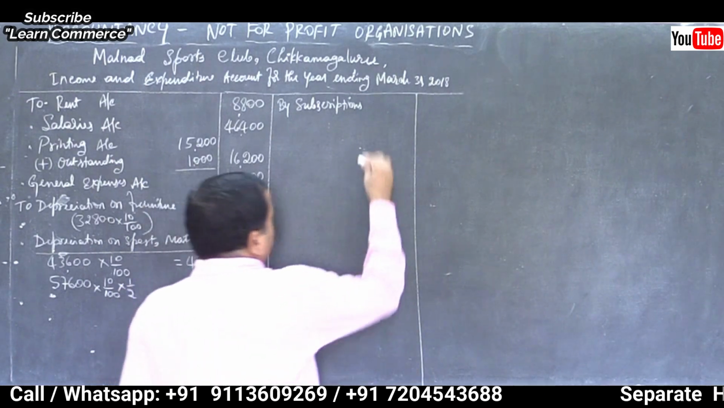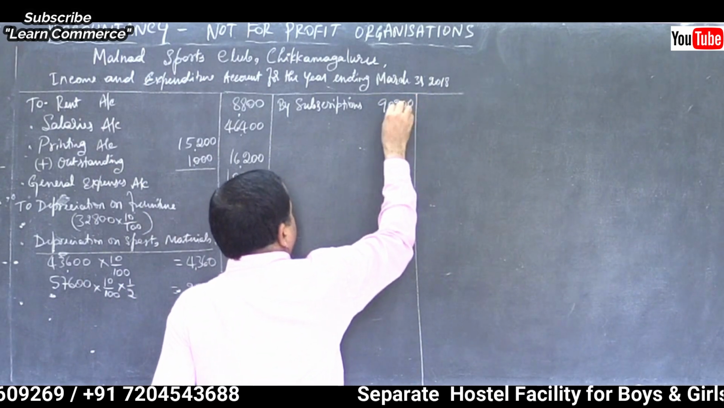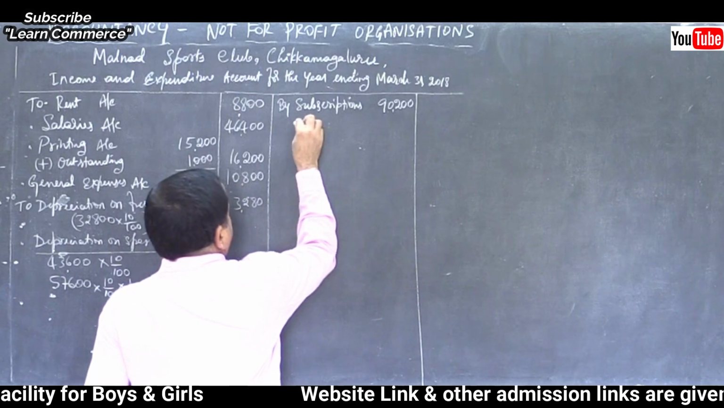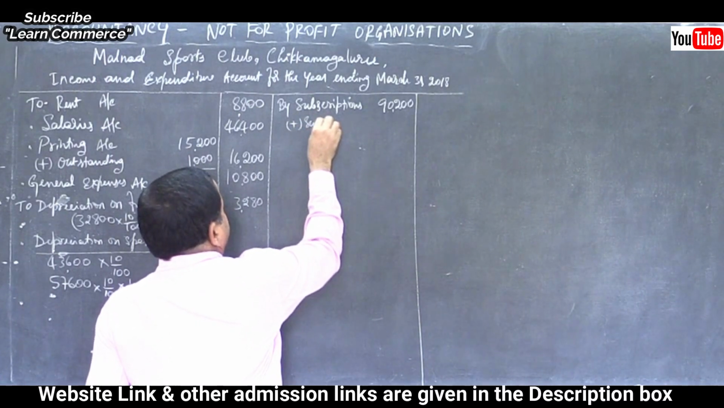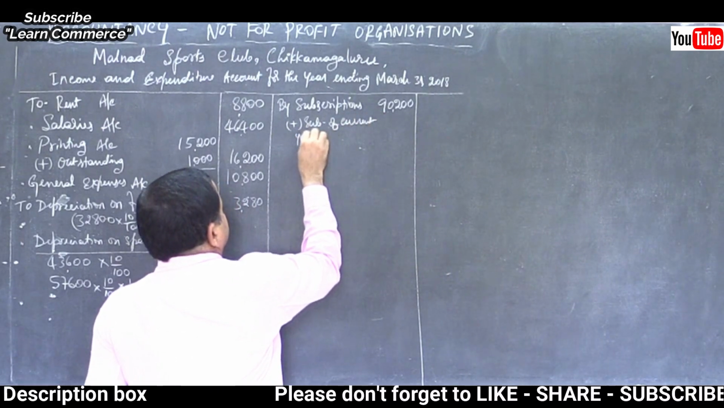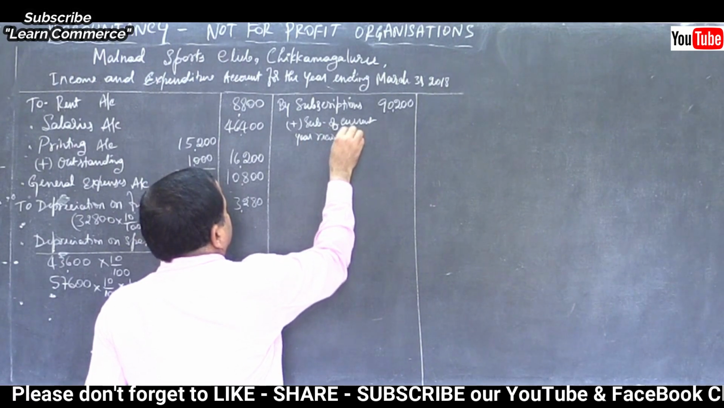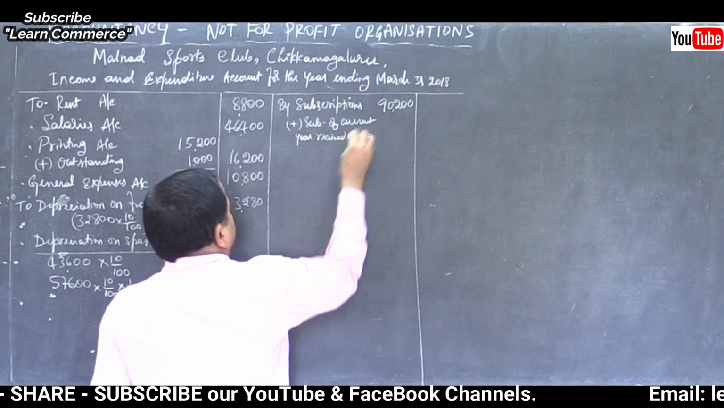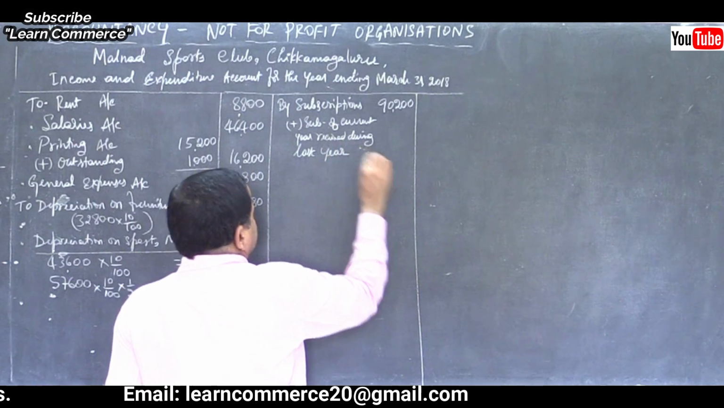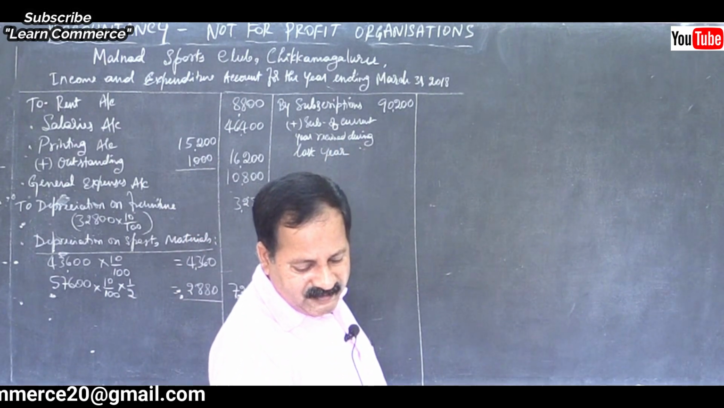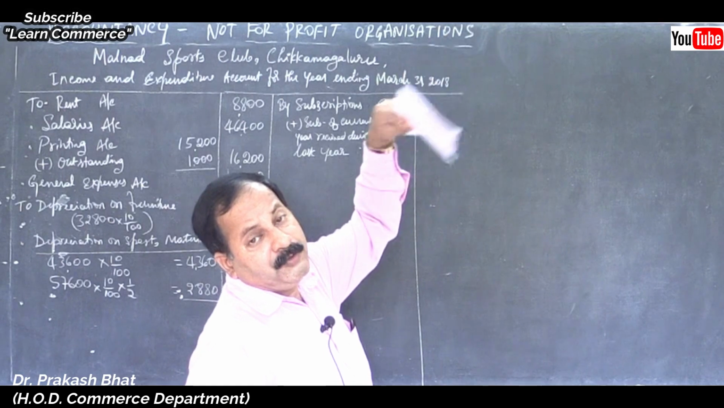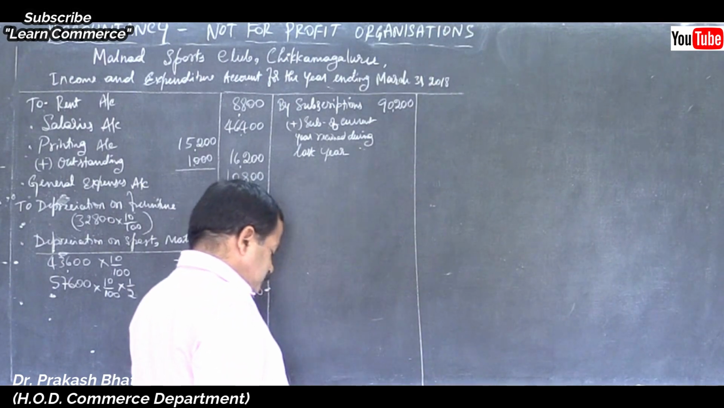Inner column 90,200. Then subscription received in advance, add subscription of current year received during last year. Refer to your opening balance sheet, isn't it? Subscription received in advance, on the liability side it is there, 4,000, which belongs to current year, but they received it in advance during last year, so add 4,000.